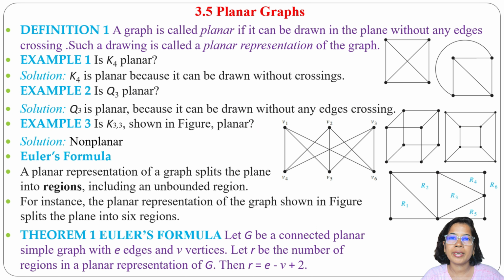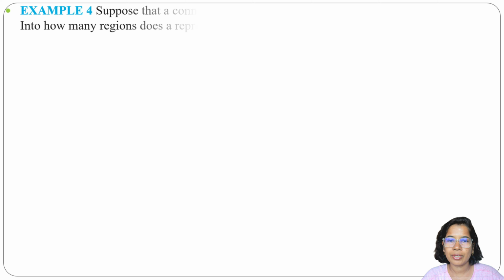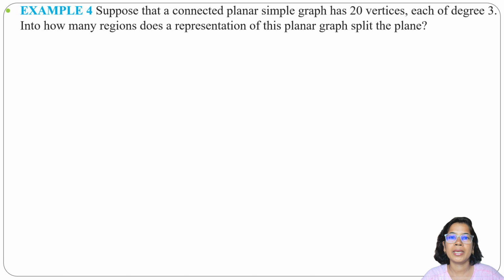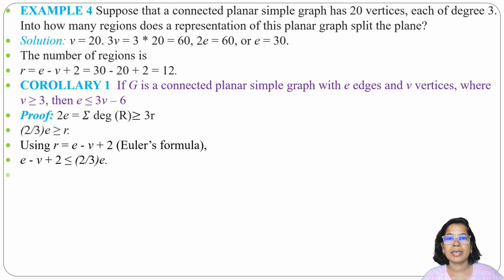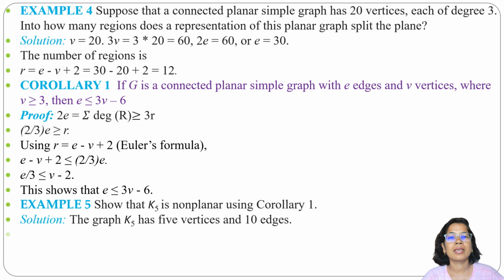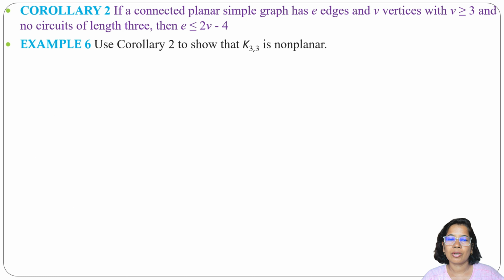Planar graph, I already discussed what is planar graph. Euler's theorem that R plus B equals E plus 2. Two corollaries: E less than or equal to 3B minus 6 if B is greater than or equal to 3, and if there is a circuit of length 3, then E will be less than or equal to 2 multiplied by B minus 4. This is corollary 2.